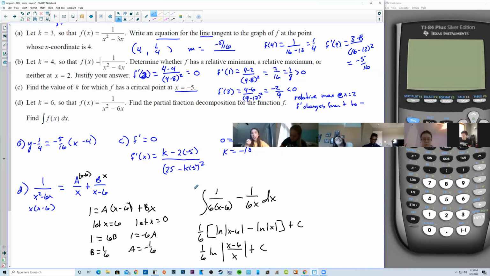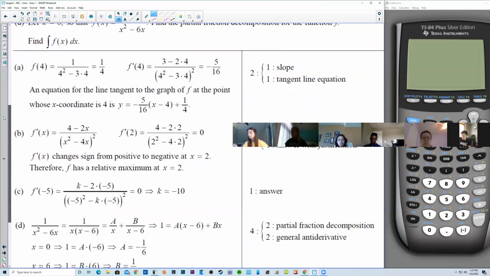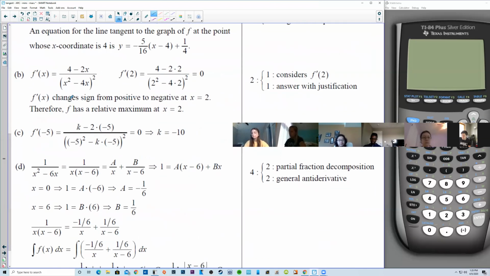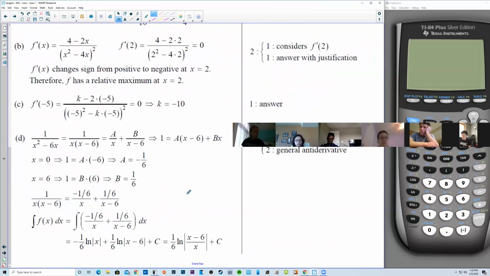All right, let me know if you need to go back. Let me know in the chat. Here is the rubric for it. They added the 1/6 over. F prime changes from positive to negative, relative maximum. There's the -10. Here's the work for the partial fraction decomposition down there, and you can look back and see the points if you'd like.